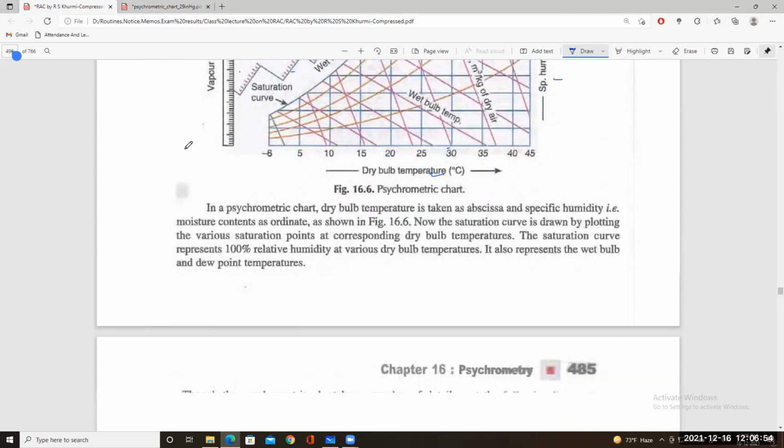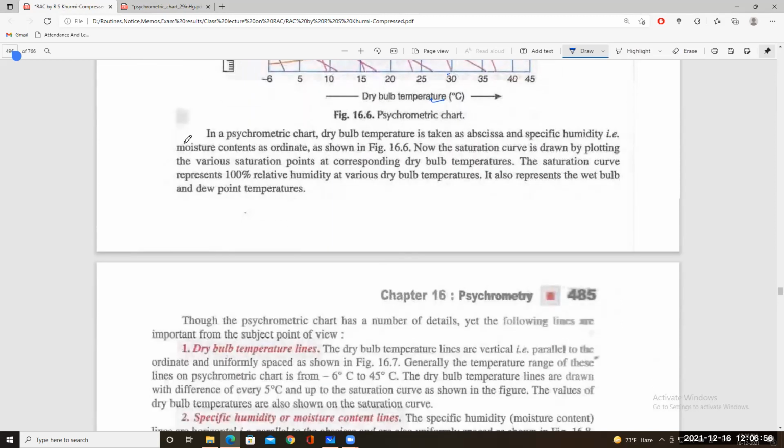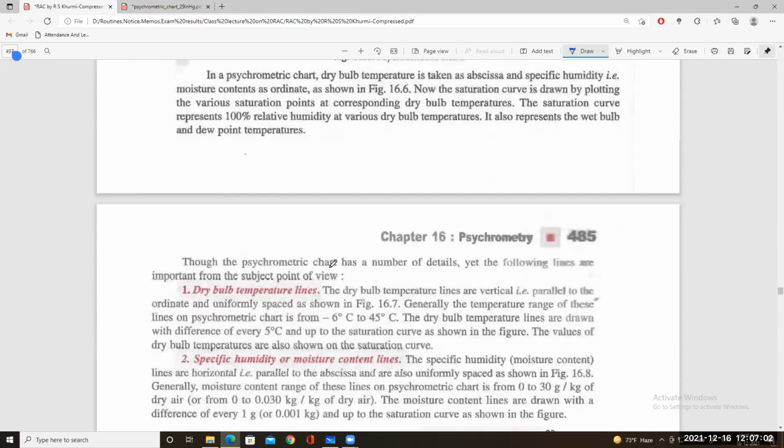Now the saturation curve is the 100% relative humidity line, with various wet bulb temperatures and also the wet bulb temperature and dew point temperature. Now the psychrometric chart has a number of lines. The following lines are important from the psychrometric point of view.